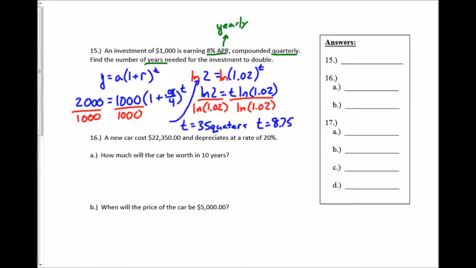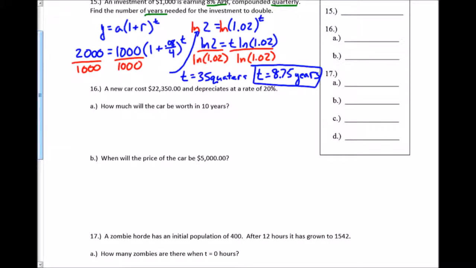Number 16 says a new car costs $22,350. It's depreciating at 20%. And really, this is per year, which should have been specified here, so 20% per year. We want to know how much the car will be worth in 10 years. So this is my depreciation. It's per year, so it's y equals a times 1 minus r raised to the t. And I just plug in what I know. The initial amount was the $22,350, the percentage decrease is the 0.20, and time is 10 years.